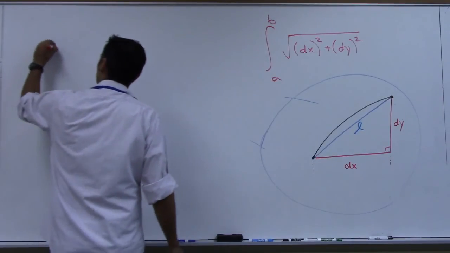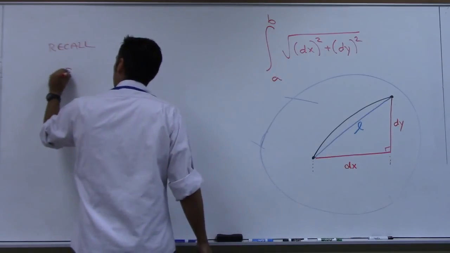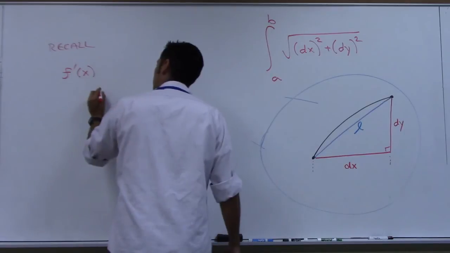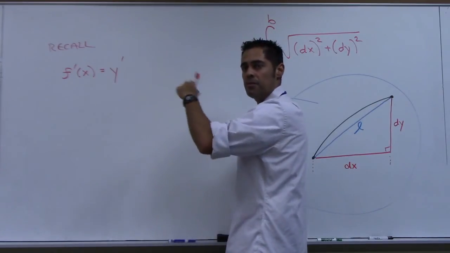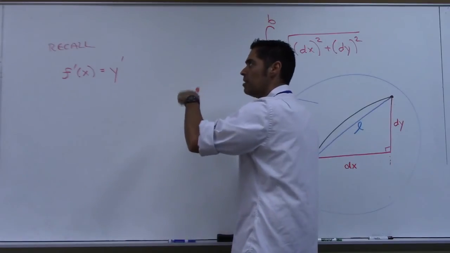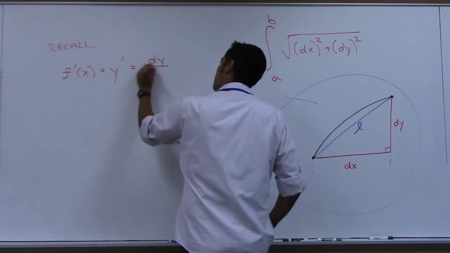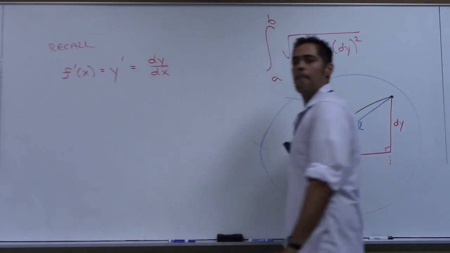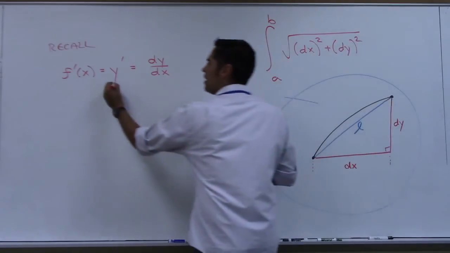Recall the definition of the derivative of f, which we also called y prime, right? When we said y was equal to f of x, f prime of x was equal to y prime. But there was another notation, dy dx. Look at these two right here.